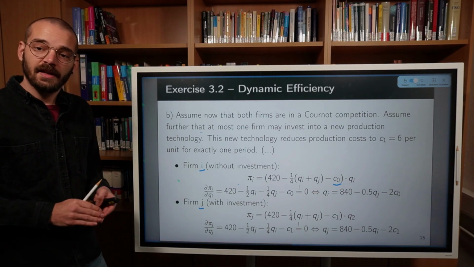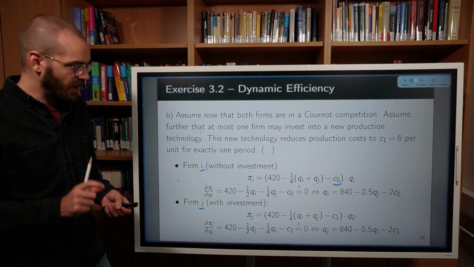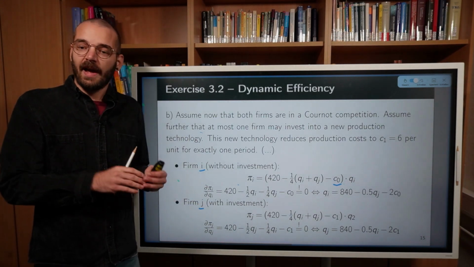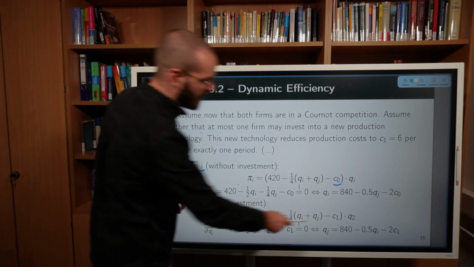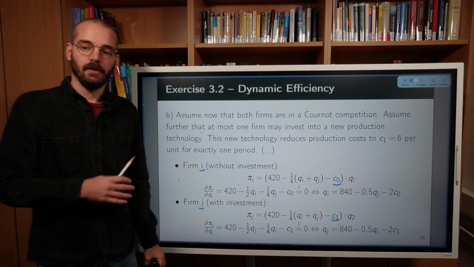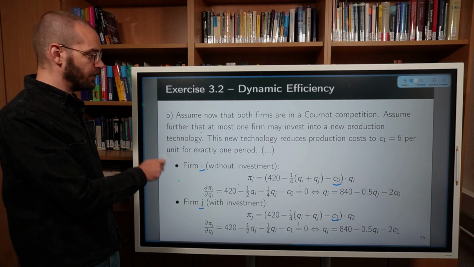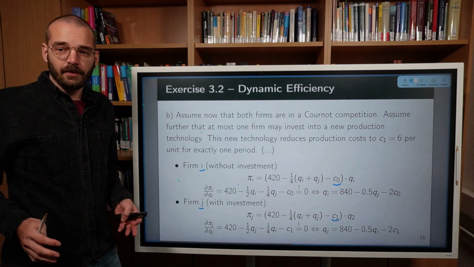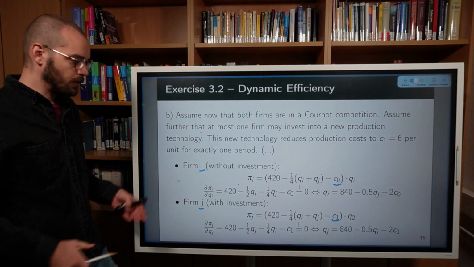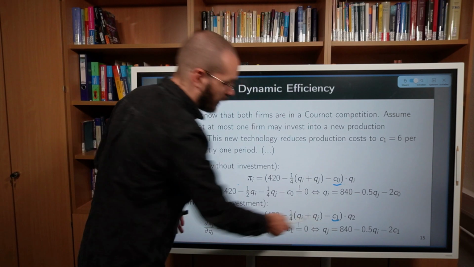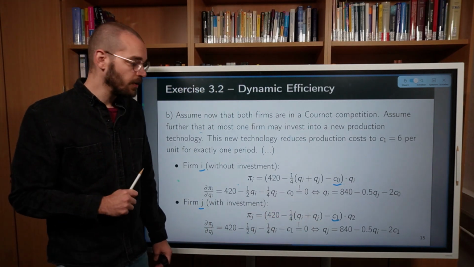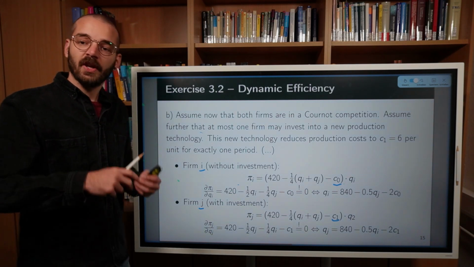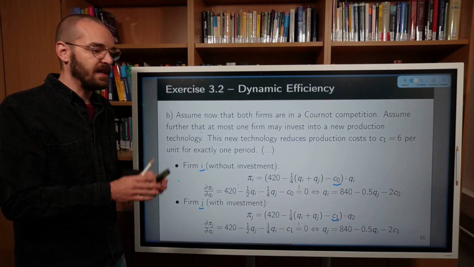Firm J, however, is now slightly changed, because we have to be very mindful that firm J, after investment, would have marginal costs of C1, so the now reduced marginal costs. Apart from that, of course, the strategy is exactly the same. So we state the profit function, which now depends on C1 and not C0.